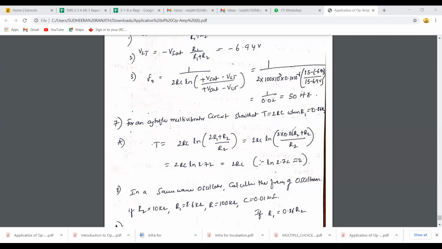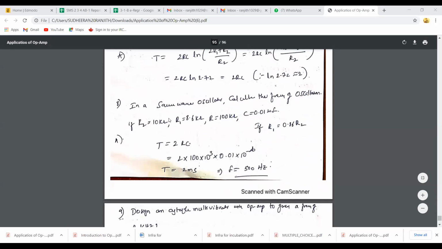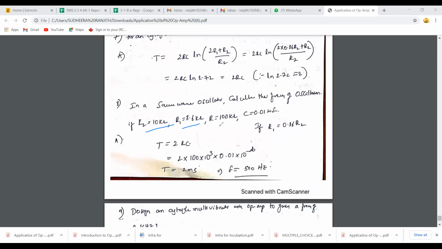Yes, sir. So you have to remember this relation, R1 equal to 0.86 R2. It's a very important relation from the astable multivibrator point of view, right? Next problem. In a square wave oscillator, calculate frequency of oscillations. Given R2 10 kilo ohms, R1 8.6 kilo ohms, R 100 kilo ohms, C 0.01 microfarad.